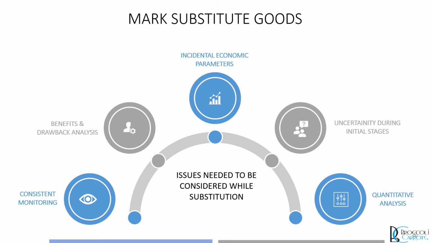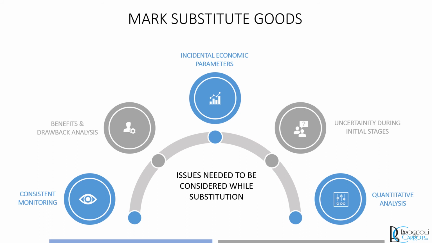Issue number 2, benefits and drawback analysis. In substituting a new material for an established one, the characteristics of the new material should be well understood, and the advantages should outweigh the drawbacks of adopting it. Risk, cost of conversion and equipment needed, as well as the environmental impact need to be carefully evaluated.